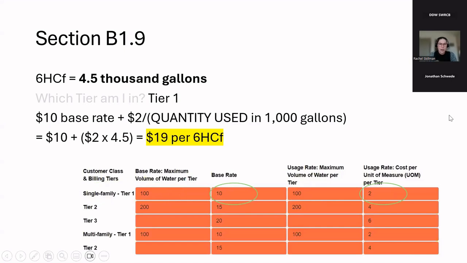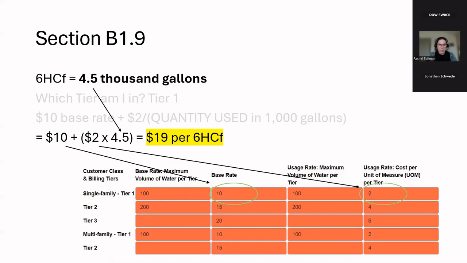So once you've figured out what tier you're in, you want to take your base rate and your usage rate for that tier and plug them into a formula that is the base rate plus the usage rate times the quantity used that we are trying to find. Sorry, I know this looks like a division sign, but actually I'm trying to say that this is $2 per unit of measure. And so we would actually want to multiply this $2 by the amount that we're trying to find.